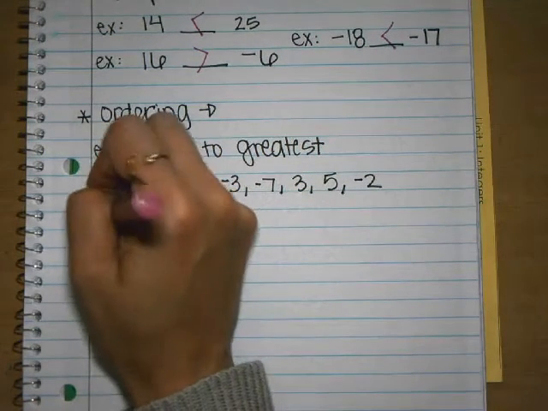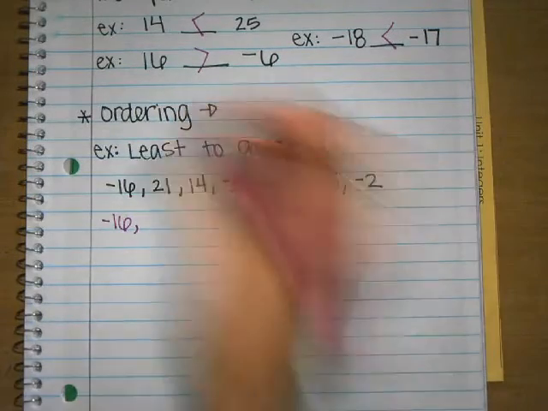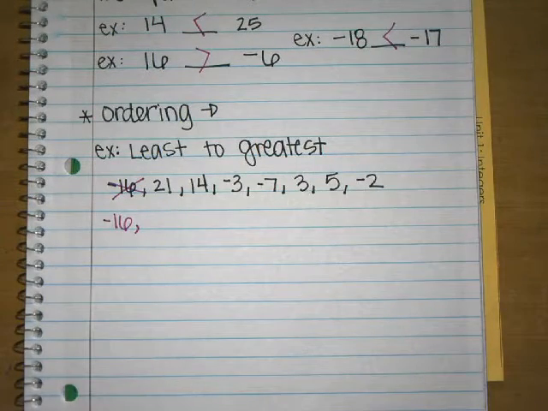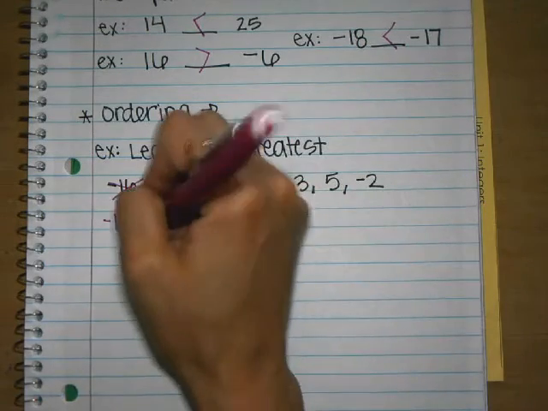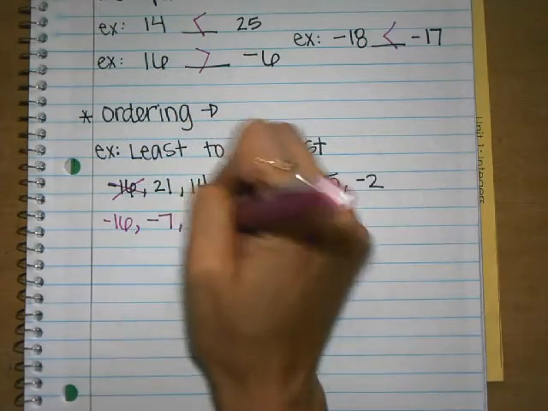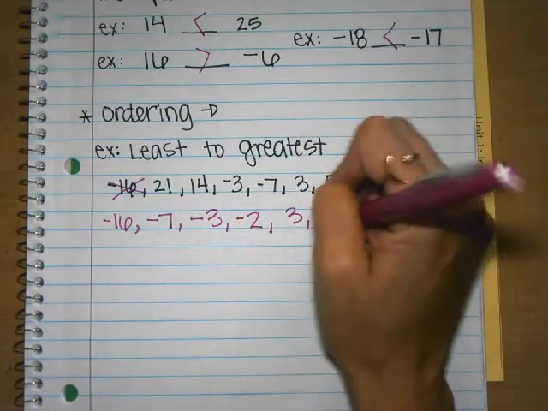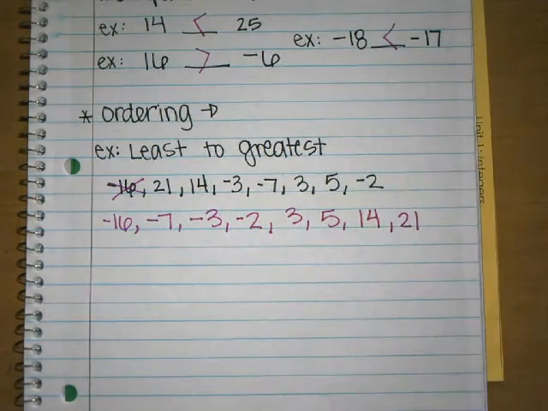So what you want to do to make your life easier is you'd write -16 with a comma and cross out that you've used it. Because otherwise you could accidentally skip a number. You're not doing it on purpose, but it happens. So be real careful. So everyone finish that for me. All right, everyone, read it out loud to me. What should we have? Negative 16? Negative 7, 3, 5, 14, 21. Excellent. Questions on ordering from least to greatest?